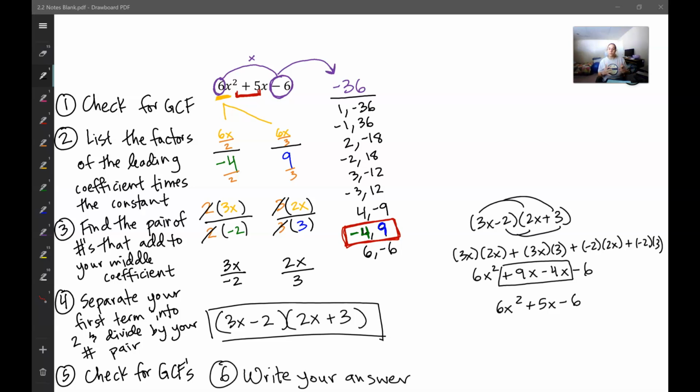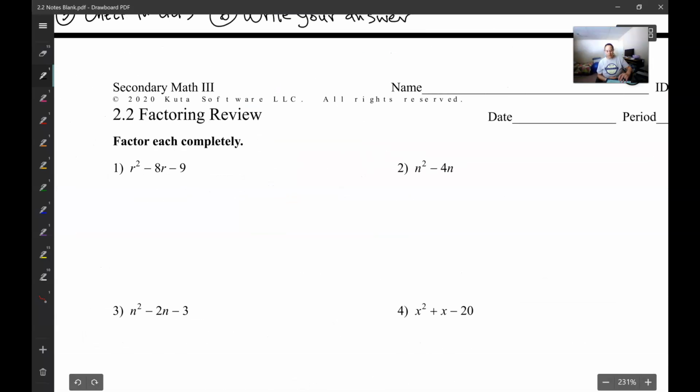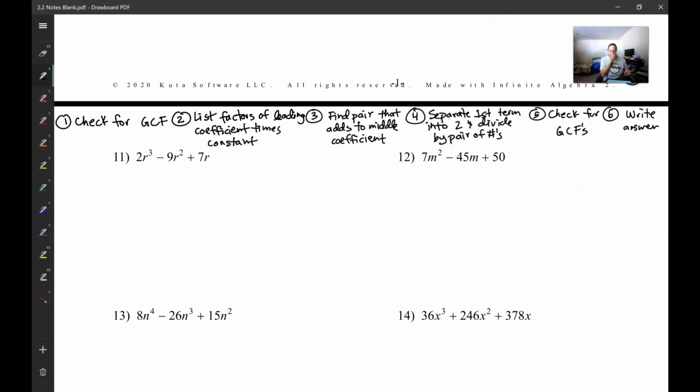Okay, so we just practiced factoring some harder quadratics. Let's do a couple more examples. So here's your worksheet. If you go to the second page, we're going to work on 11 and 12, and I rewrote those 6 steps of factoring up there for us to reference. So let's practice on number 11.